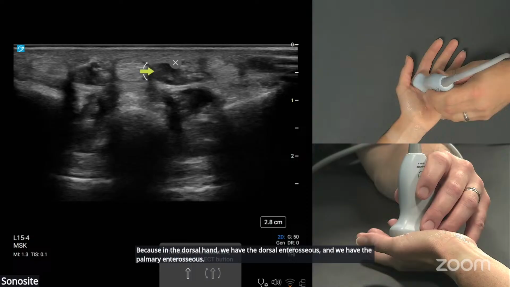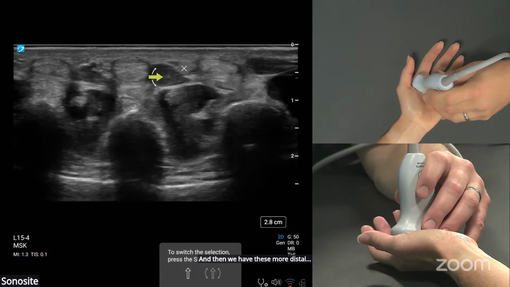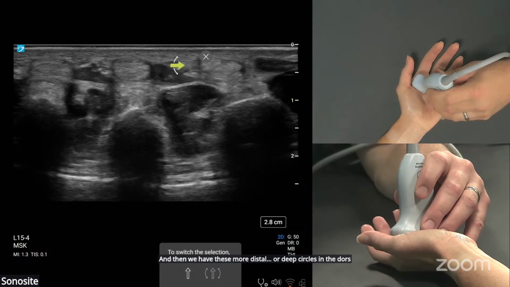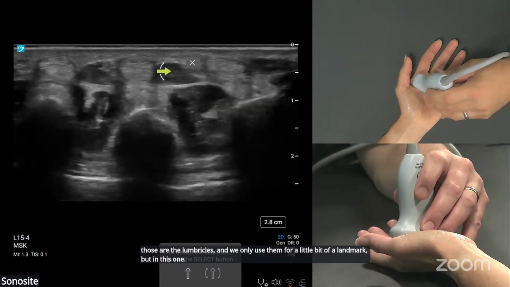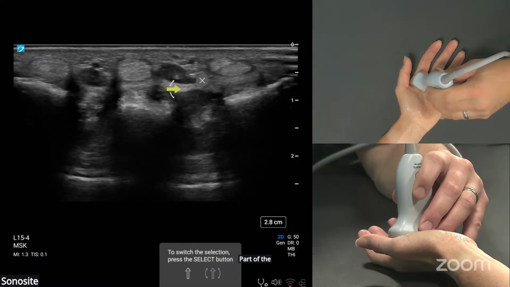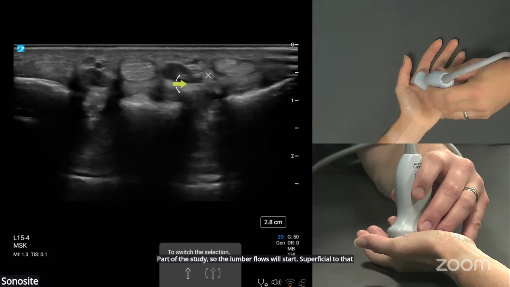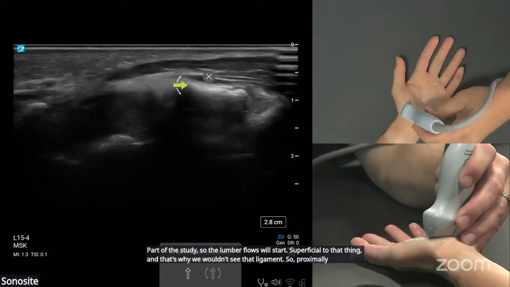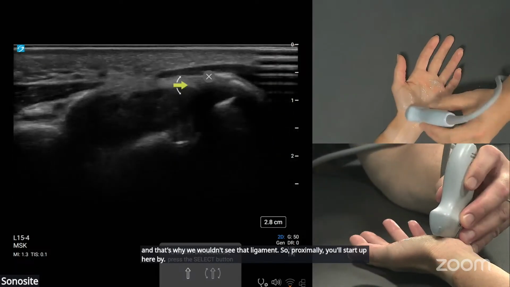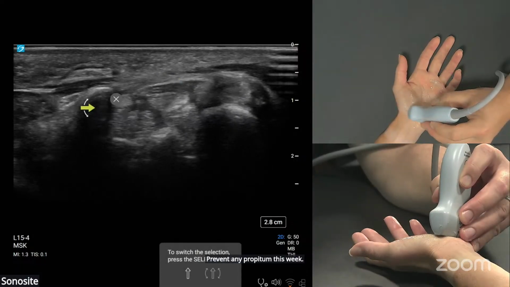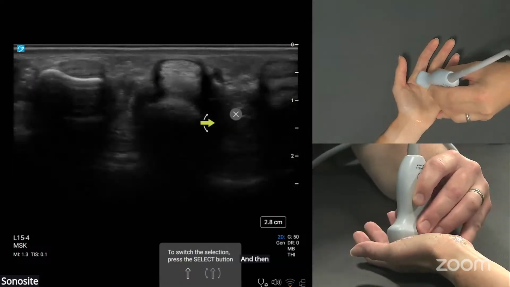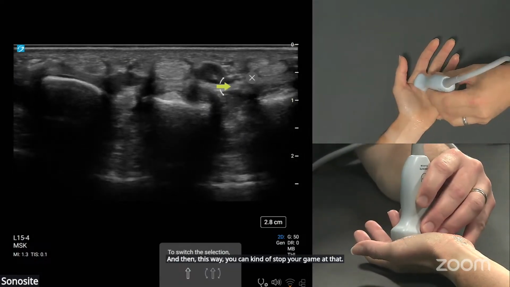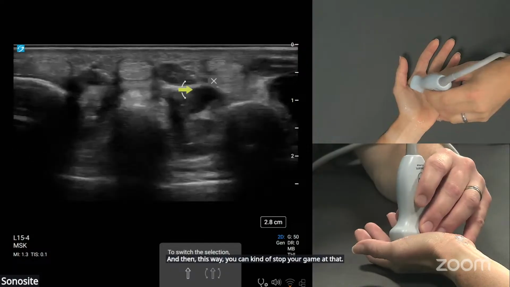And then we have these more distal or deep circles in the dorsal hand, and those are the lumbricals. We only use them for a little bit of a landmark, but in this one, it's a primary part of the study. So the lumbricals will start superficial to that ligament. And that's why we want to see that ligament. So proximally, you'll start up here by the bony carpal tunnel. Look at the hamate, trapezium tubercle, and then distally, you can kind of stop your exam at that ligament layer between the pulleys.